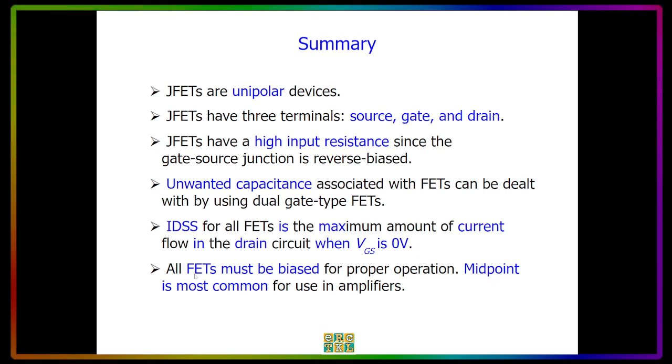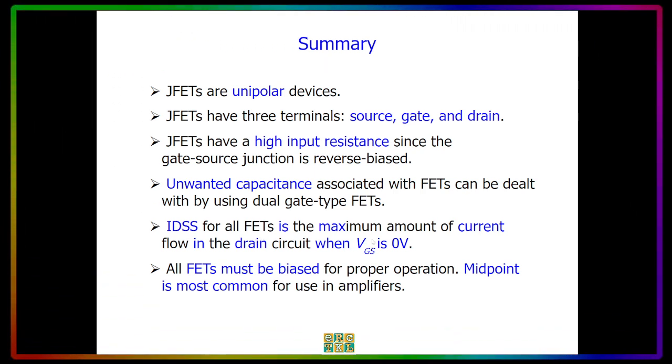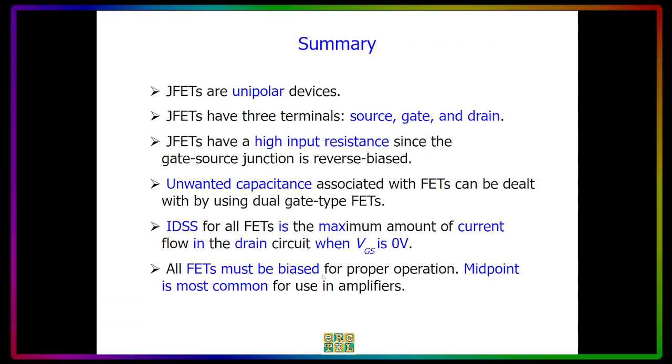For IDSS, for all FETs, this is the maximum amount of current flow in the drain circuit when VGS is 0 volt. Again, the saturated IDS, or IDSS, or cut-off current for all FETs is the maximum current that can flow in the drain circuit, and that is when the VGS must be equal to 0. Now, all FETs must be biased for proper operation. And we have the midpoint bias. This is the most common for use in amplifiers.